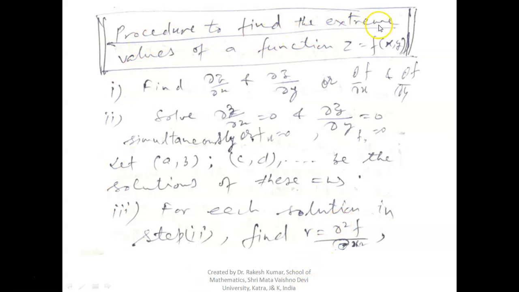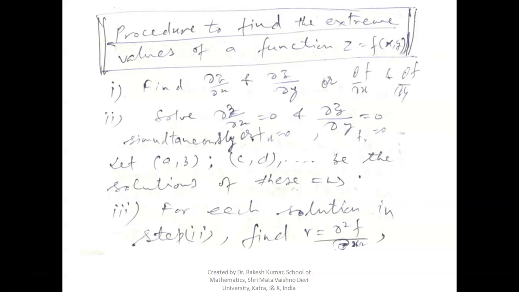Now, the procedure to find the extreme values of a function z equal to f(x,y). So, first of all, find del z upon del x and del z upon del y. Solve del z upon del x equal to 0, del z upon del y equal to 0 simultaneously. So this will give me points (a,b), (c,d) as the solutions of these equations.